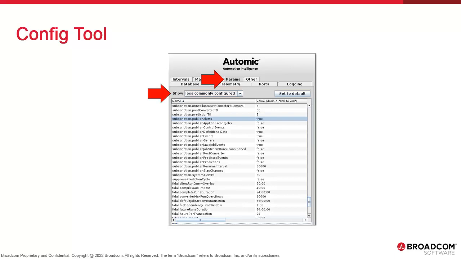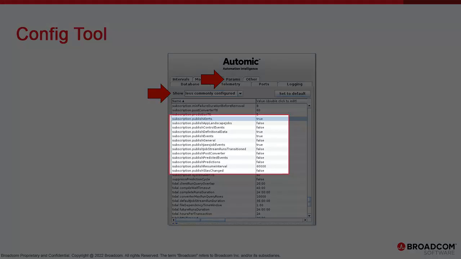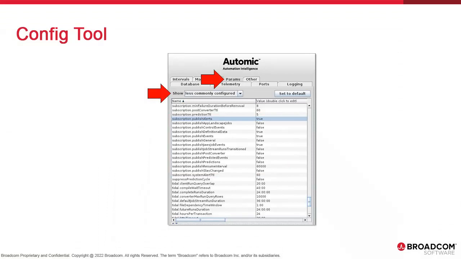Before using Swagger UI, start the config tool and enable the subscriptions you want. Publish alerts should be active by default. Set the others to true and close the config tool. Subscriptions are enabled immediately.